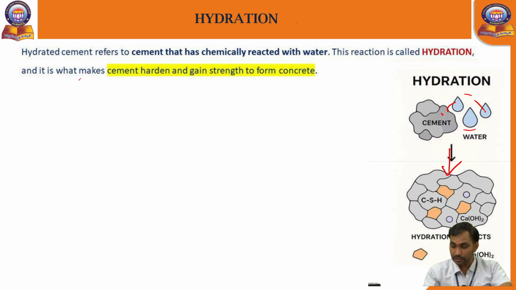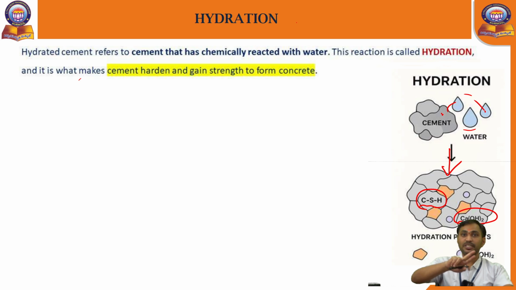In this chemical reaction process we observe CSH, calcium silicate hydrate, and calcium hydroxide. These are the hydration products. How are they generated? Because in the manufacturing process of cement there are some chemicals coming from the calcareous materials and the argillaceous materials. These chemicals react with the water and generate other types of chemicals.